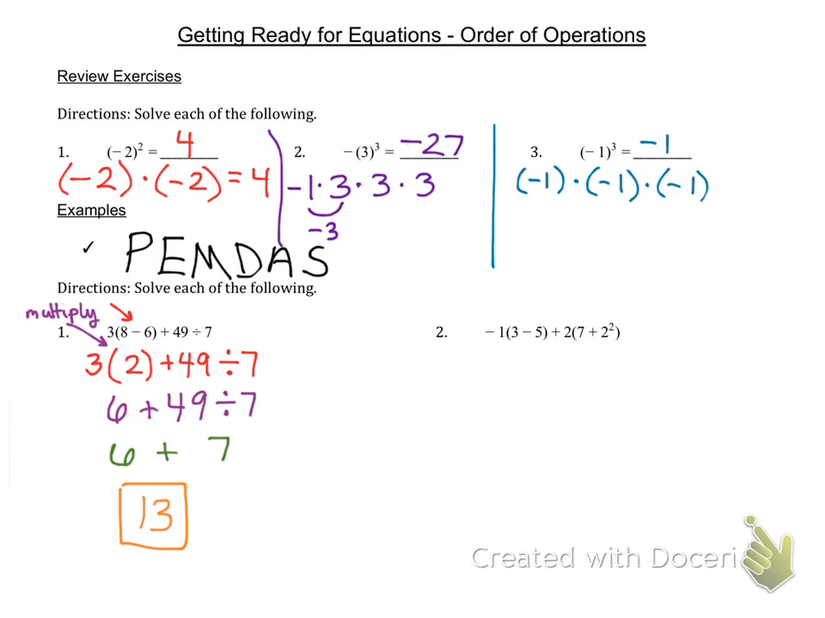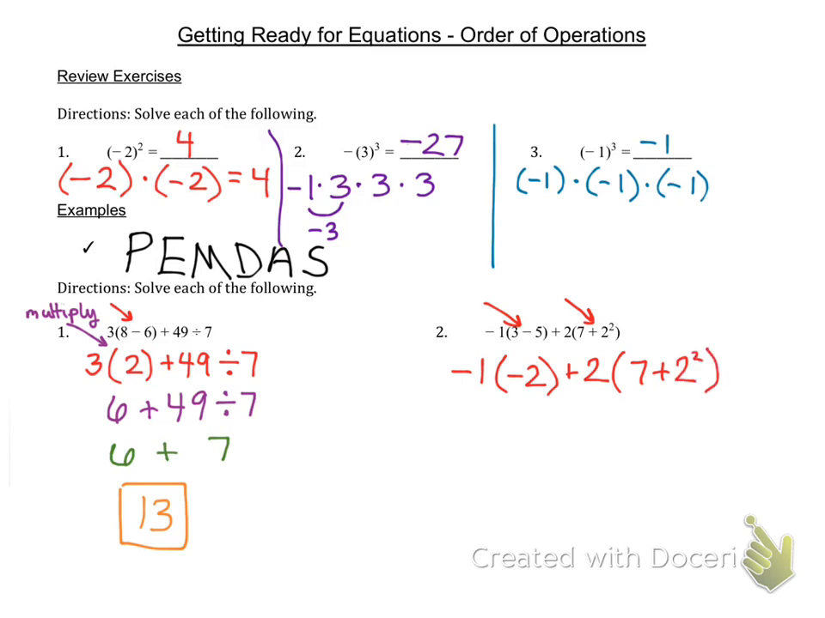Okay, let's try number 2. So first thing I'm looking at is parentheses. So I have a set of parentheses right here, and I have a set of parentheses right here. So in the first set of parentheses, I'm going to solve that. 3 minus 5 is a negative 2. So I'm going to rewrite that, negative 1 times a negative 2 plus 2 times 7 plus 2 squared. So I'm going to rewrite that.